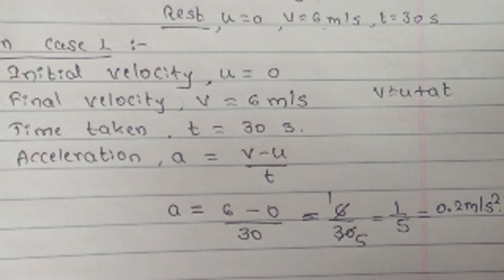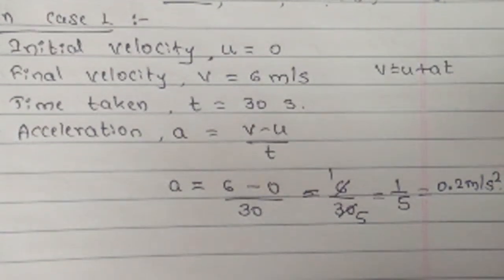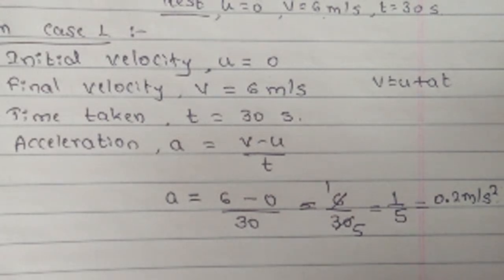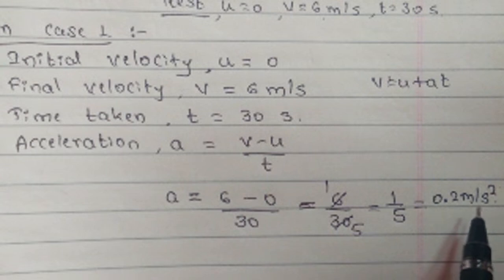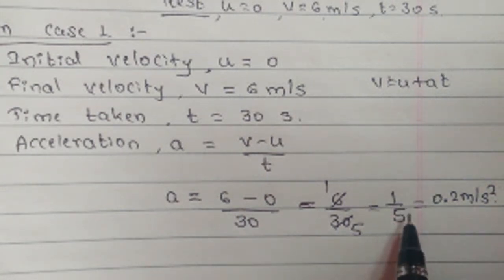Okay, this is the case 1. Now we have to solve the second case. Just look at the answer once again. So initial velocity u is 0, final velocity v is 6 meter per second, then time taken is 30 seconds, and we have the expression for acceleration, that is a is equal to v minus u divided by t. When we substitute the values, it becomes 1 divided by 5, and 1 divided by 5 means it is 0.2 meter per second square. So here we have to write meter per second square because it is the SI unit of acceleration. So therefore acceleration in the first case is 0.2 meter per second square, or you can write 1 divided by 5 meter per second square. This is the simplified form of 1 divided by 5.